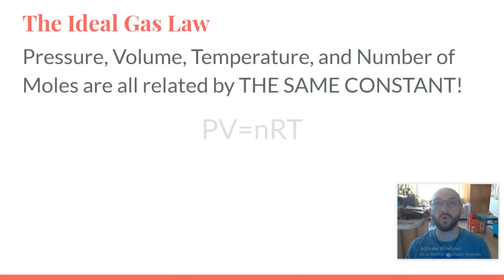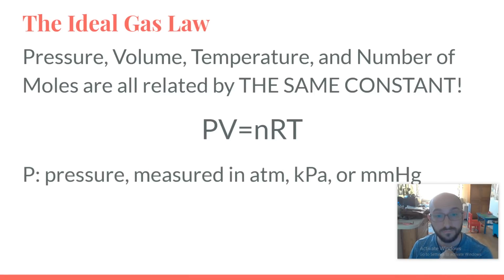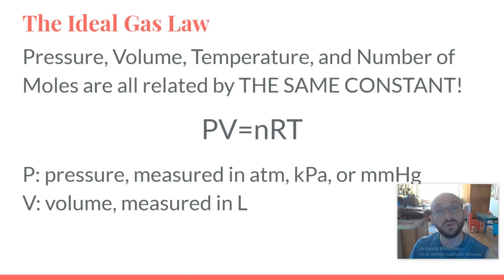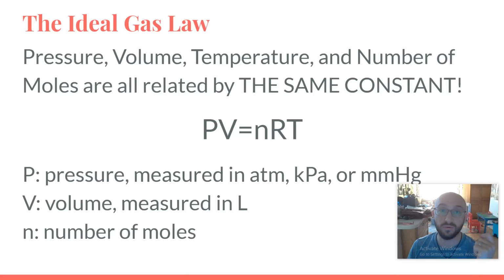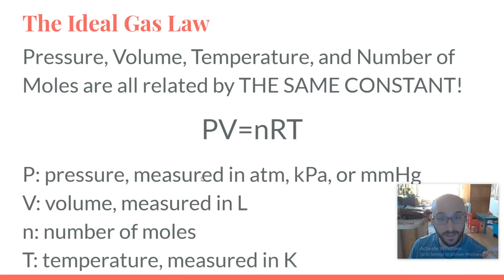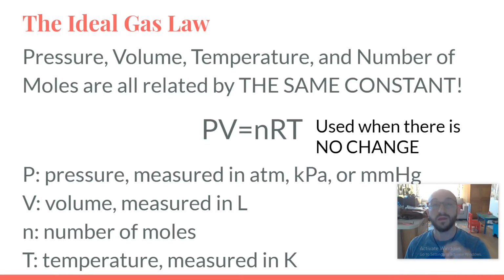All right, now if we put that into an equation, we get this. PV equals nRT, where P is the pressure measured in atmospheres, or kilopascals, or millimeters of mercury. V is our volume measured in liters. N is our number of moles, measured in moles. T is our temperature, measured in Kelvin. And R is called our ideal gas constant.